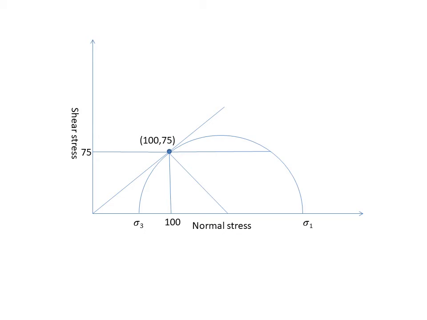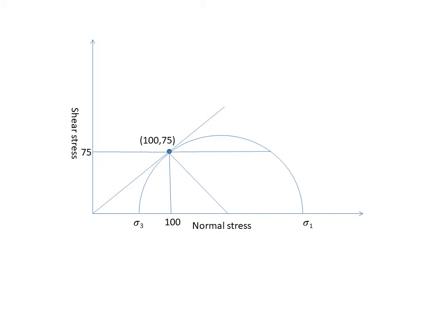From this failure point, draw a horizontal line. We have done questions in class where we located the pole. How do you locate the pole? Remember, in the direct shear test, your failure surface is always horizontal. So from the failure point, draw a horizontal line to hit your Mohr circle at the other end.